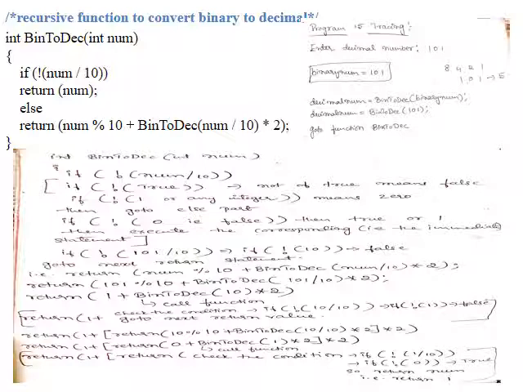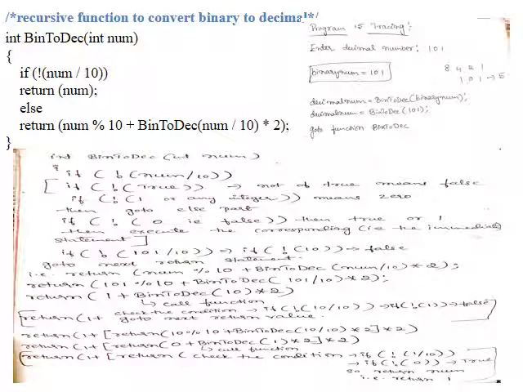For this call, check the condition: if not of num divided by 10. In this case the number is 10. So 10 divided by 10 is 1. 1 is nothing but true. Not of true, or not of 1, is false. So go to the else part, the second return statement. That is return of 10 modulus 10 plus binary to decimal of 10 divided by 10, into 2.